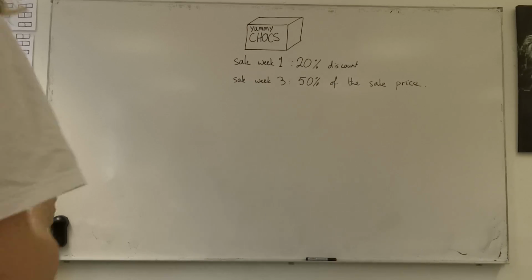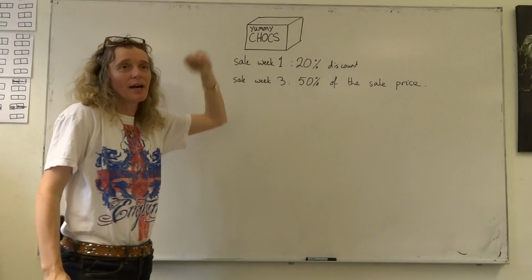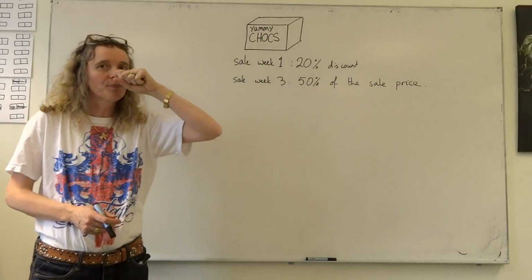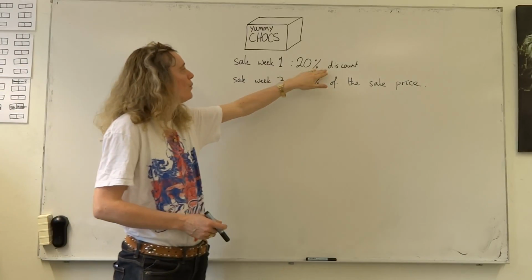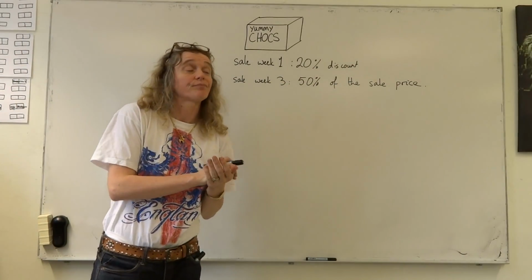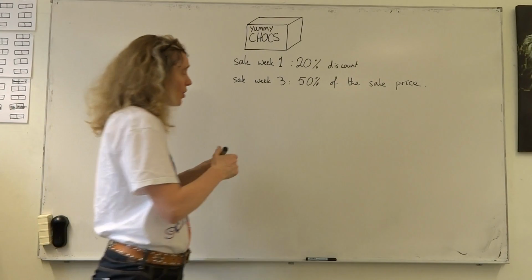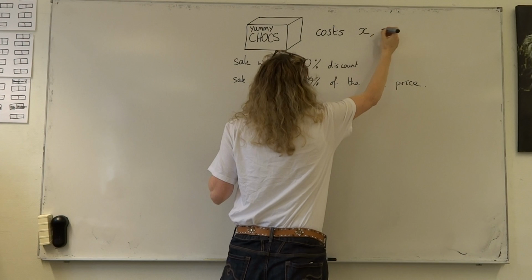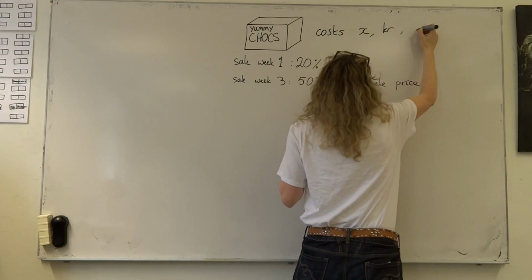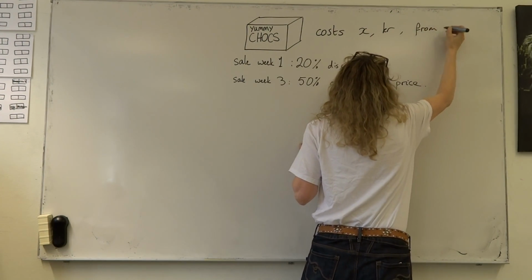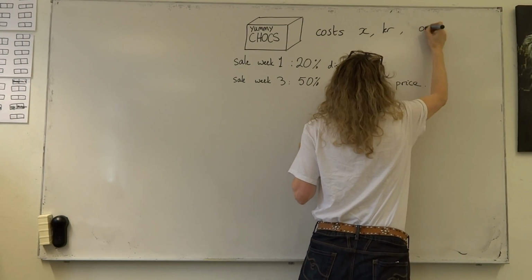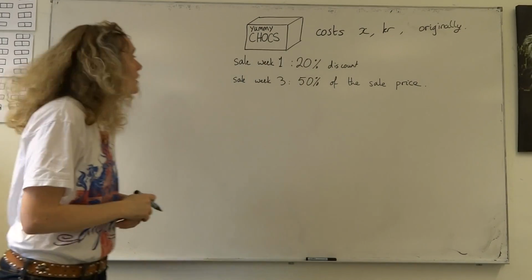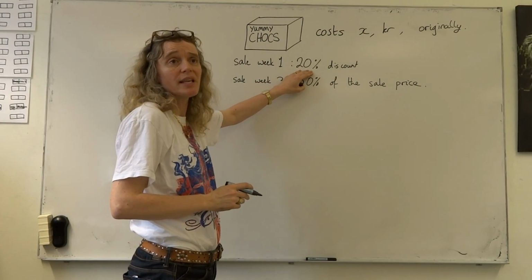Perfect papers. Okay, so now we go into the shop and we see that Yummy Chocs are on sale. And in week 1 we get 20% off. So let's say that the box of Yummy Chocs costs X kronas from the start, from the beginning, originally.